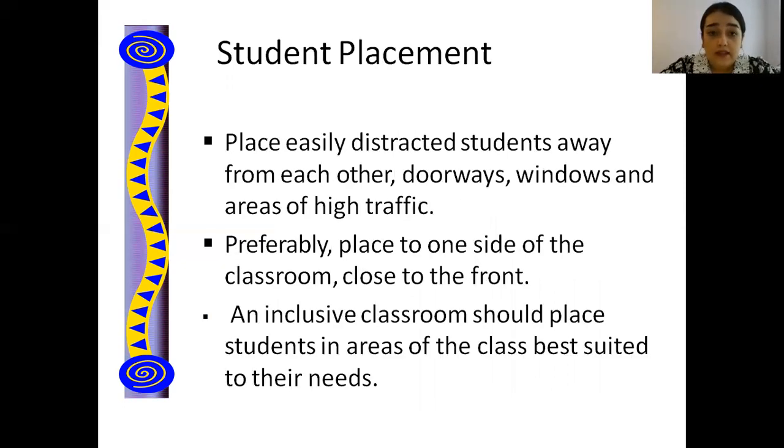Well, the next thing that we are going to discuss is students' placement. You should place easily distracted students away from each other, doorways, windows, and areas of high traffic. As you know, in all classes, we have naughty pupils and students. And it's preferable to place them to one side of the classroom close to the front. An inclusive classroom should place students in the area of the class best suited to their needs.